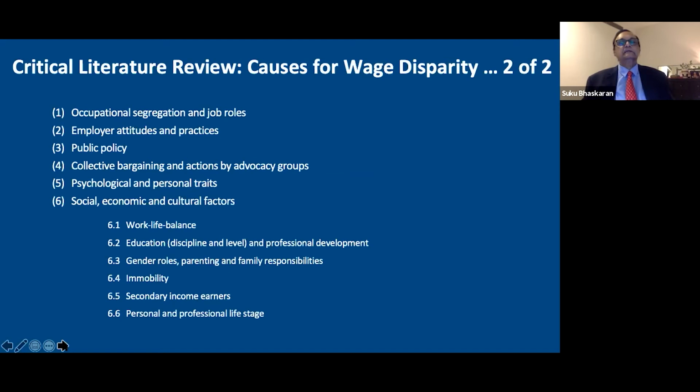Now, what we found out from this critical literature review, the critical literature review was extremely important for us to establish what is the current level of knowledge on this topic worldwide. And we delineated this into 6 areas and a few sub-areas. And this is quite a novel contribution, in my opinion.